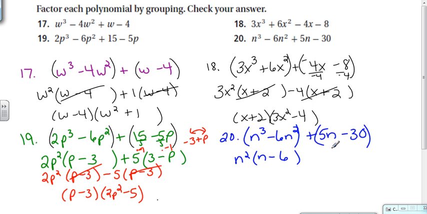My greatest common factor between 5n and 30 is a 5. So if I divide out of 5, 5 times n gives me 5n. 5 times negative 6 gives me 30. So then it's not factored because I have a plus sign outside the parentheses. But I notice I have a common factor of n minus 6. So I can pull out the n minus 6. If I pull that out, I'm left with n squared plus 5. And then if I did the box method on that, I would get back to my original problem.